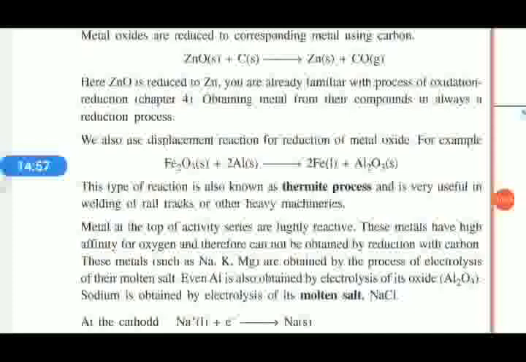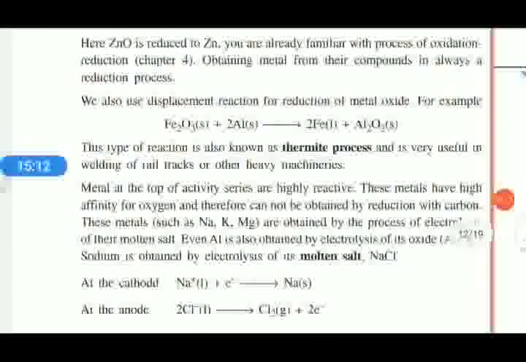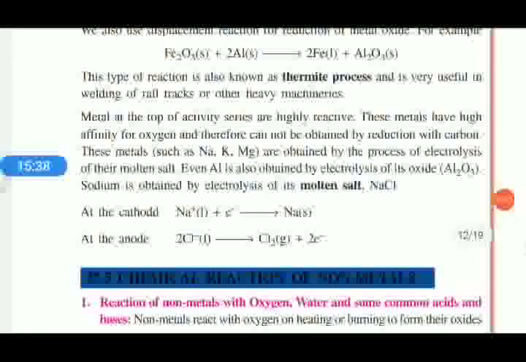Metals at the top of reactivity are seen as highly reactive. We use the electrolysis process, that means passing electricity through the molten ore. For example, sodium chloride, the salt we use in our daily life. We take salt from seawater and make it molten. Then we pass electricity through it. We get Na+ plus one electron gives sodium, and chlorine, at the cathode and anode.